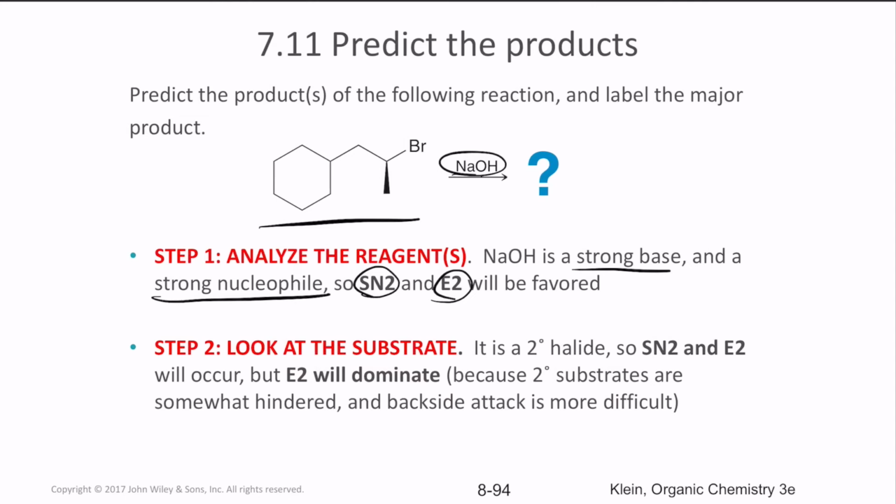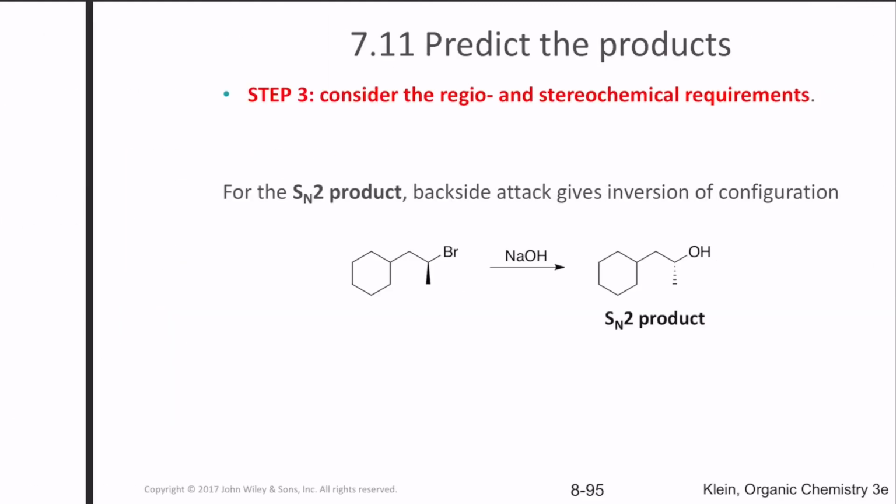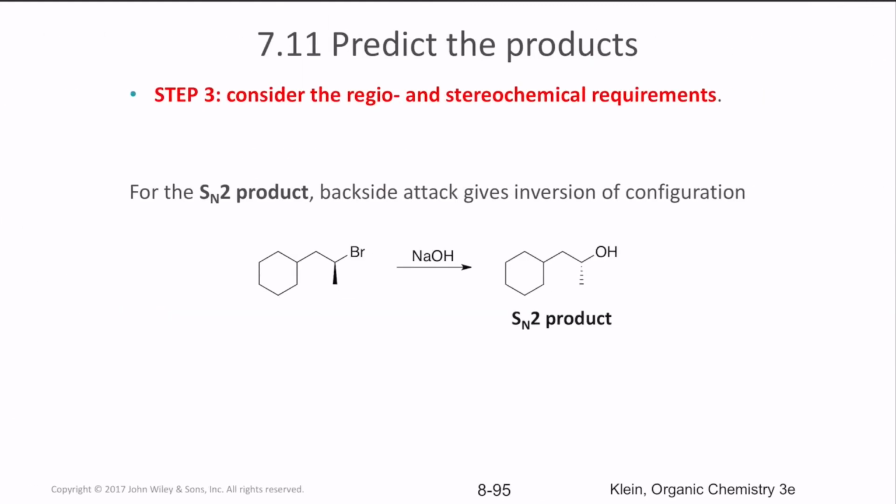Now the next step that we need to look at is the substrate. The substrate here is a secondary alkyl halide. Notice that the alpha carbon here is secondary. So both SN2 and E2 will occur, but here because it's secondary, E2 will be the one that dominates, because secondary substrates are generally hindered and backside attack is generally more difficult.